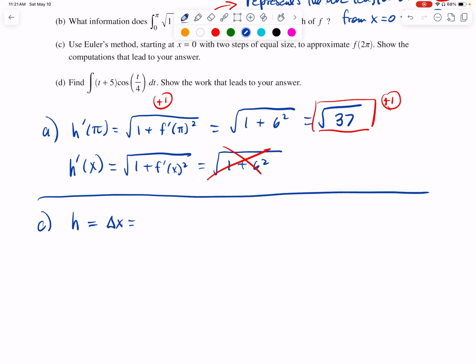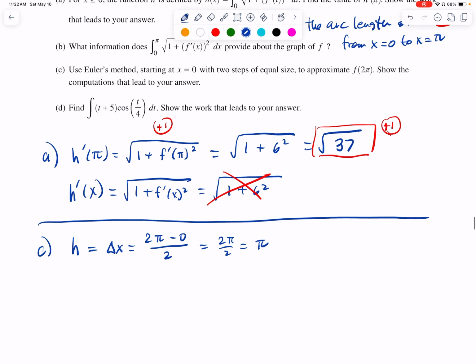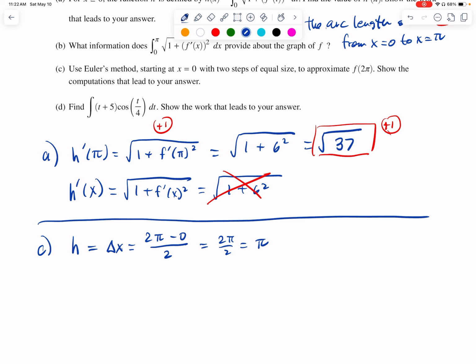So this is from 0 to 2 pi. So this is 2 pi minus your 0 over, we want two step sizes. So this is 2 pi over 2, which is equal to pi. A very strange step size, but that's what it is. I think we've seen one in one of the problems that we did where our step size was actually negative. At least it's not that.